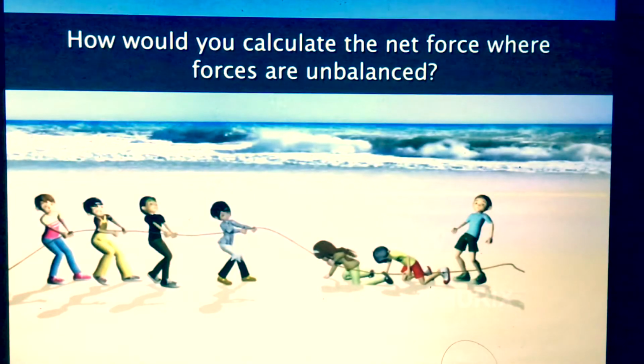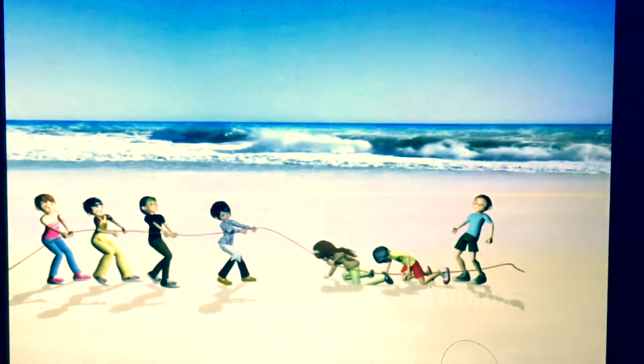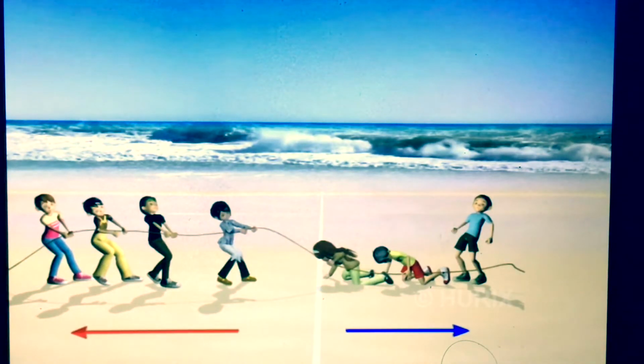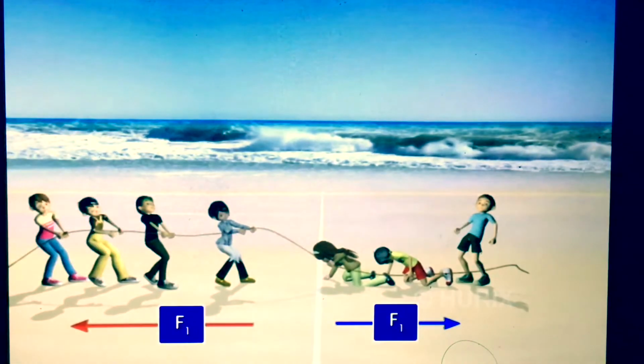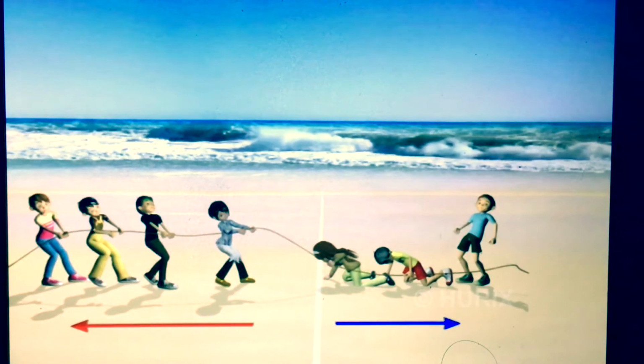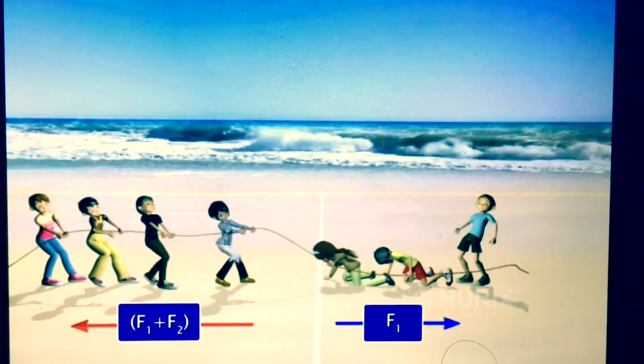How would you calculate the net force where forces are unbalanced? When unbalanced forces act in opposite directions, their combined force or net force is equal to the difference between them. For example, suppose Sam applied a force of F2 units to the rope. Therefore, the total force exerted by his team would increase to F1 plus F2 units.